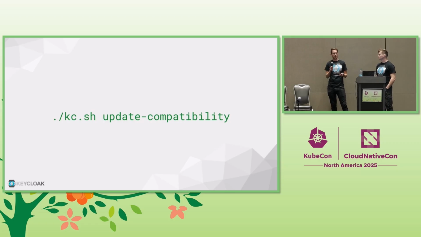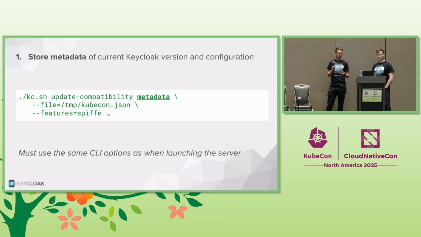So that's the foundation. We then expose this to users using a new command. This new command is the update compatibility command, and this is executed against the Keycloak launcher script kc.sh. So this is a completely standalone command. It's stateless. You don't need a running Keycloak server. And within this, we have two subcommands. The first one is the metadata subcommand. And the purpose of this is to generate the metadata that we'll use to verify compatibility.